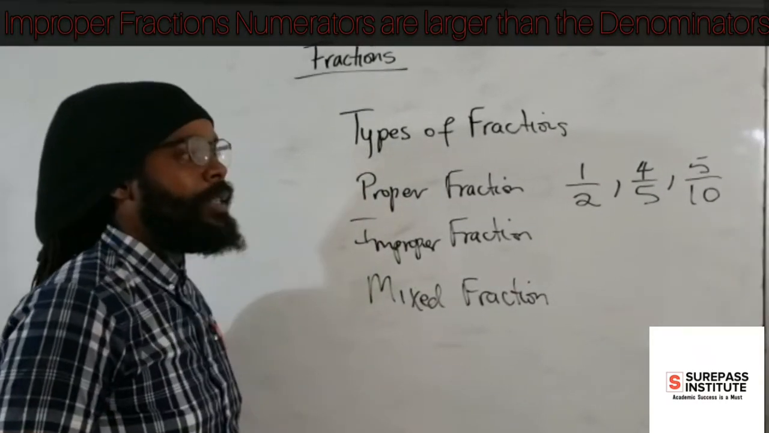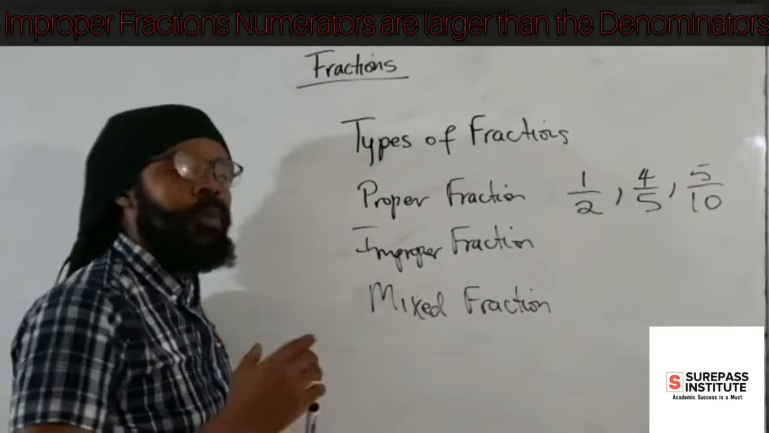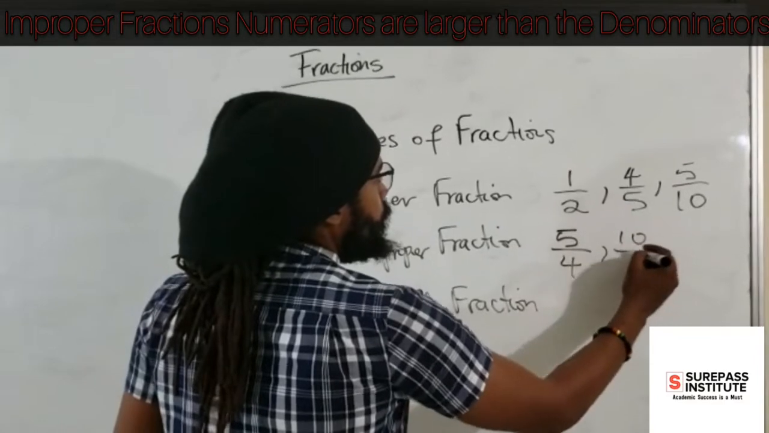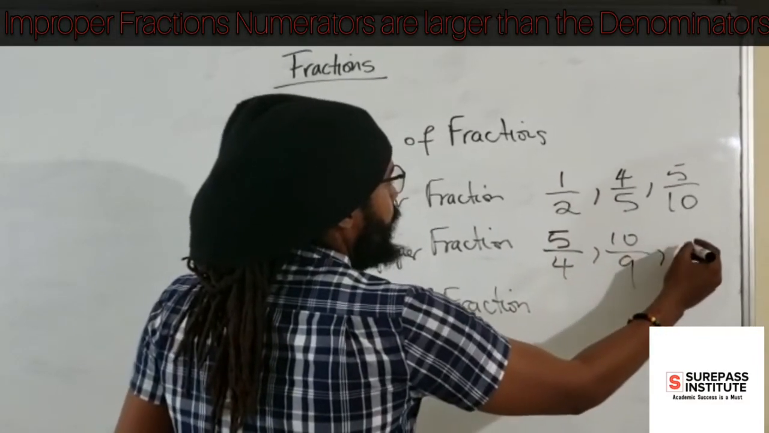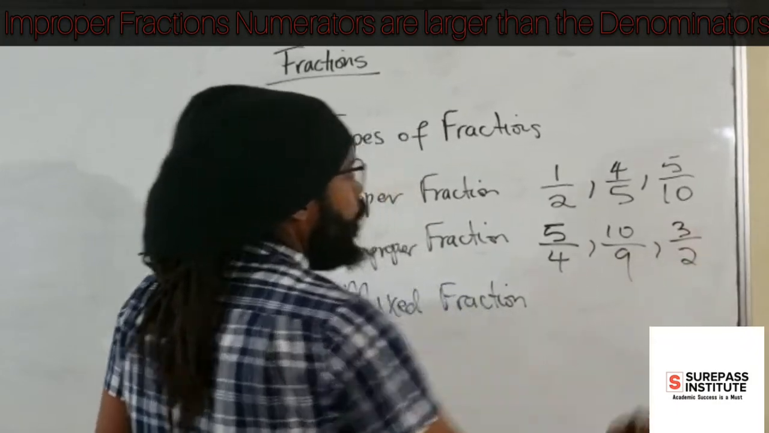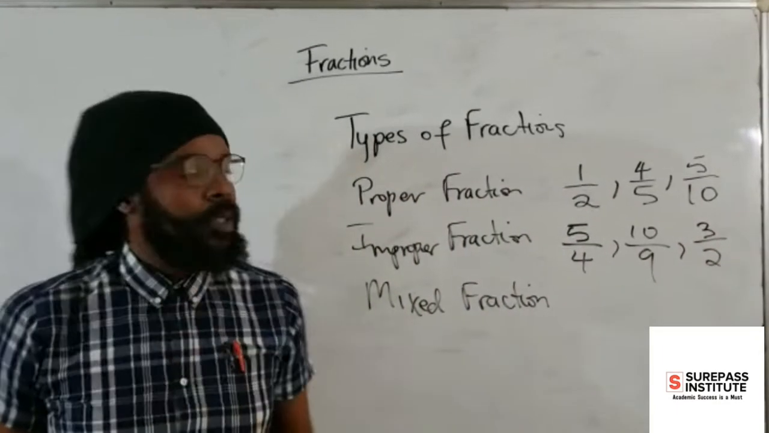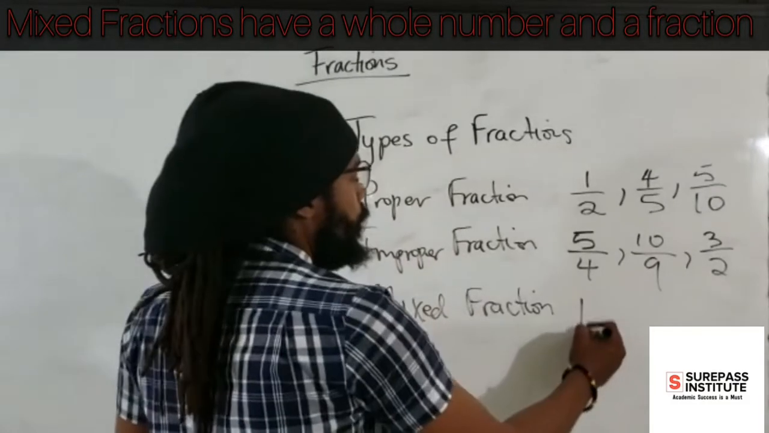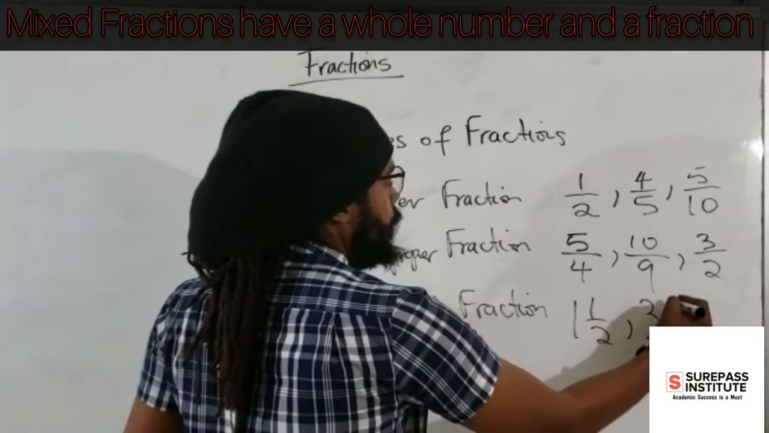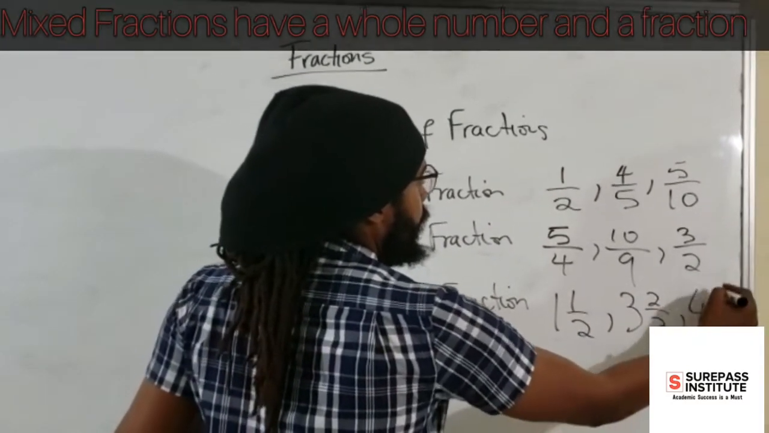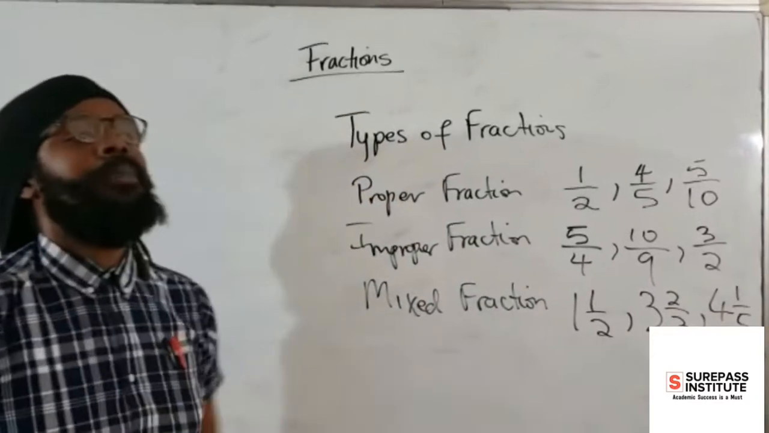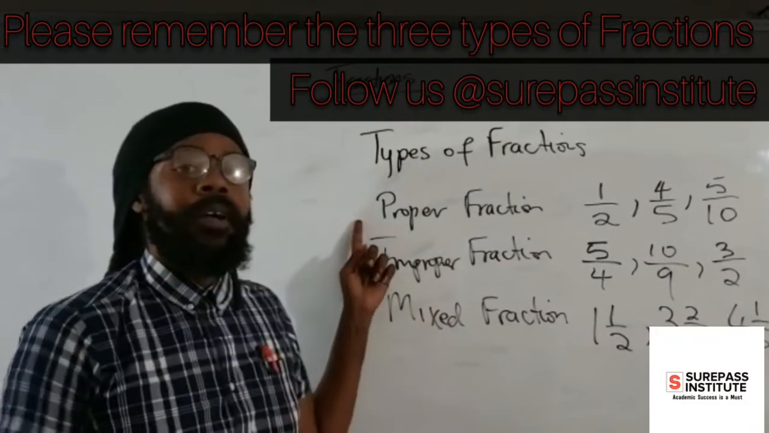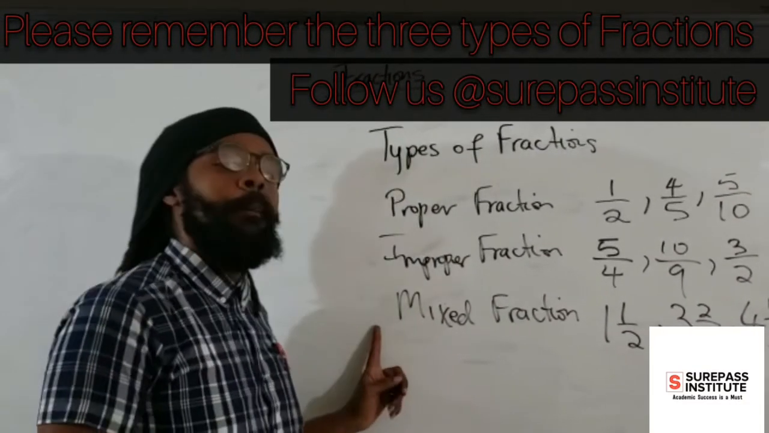Secondly, we will talk about improper fractions. Improper fractions are fractions that are top heavy, meaning that the numerator is greater than the denominator. So all these fractions would be considered to be examples of improper fractions. And the mixed fraction consists of a whole number and a fraction. So these are examples of mixed fractions. There are three main types of fractions, namely proper fractions, improper fractions, and mixed fractions.